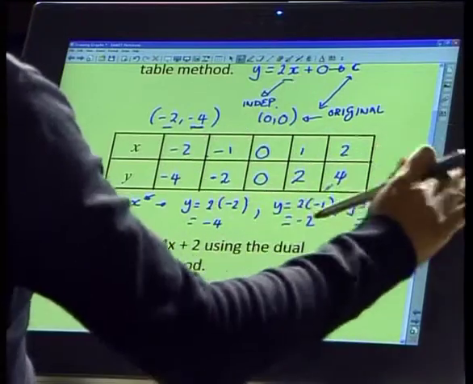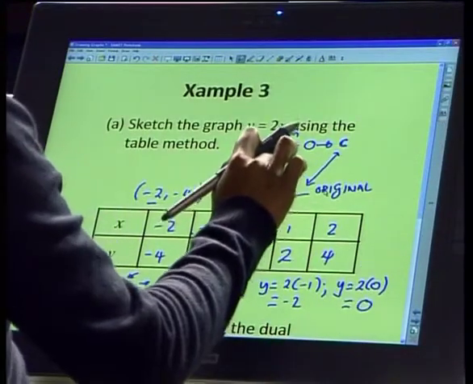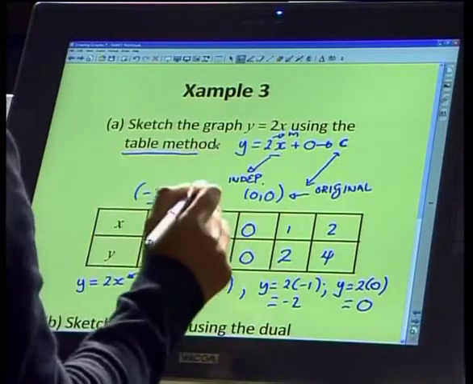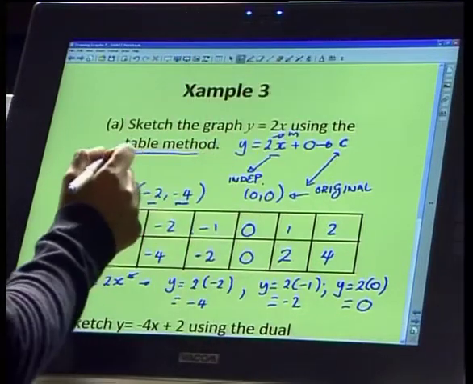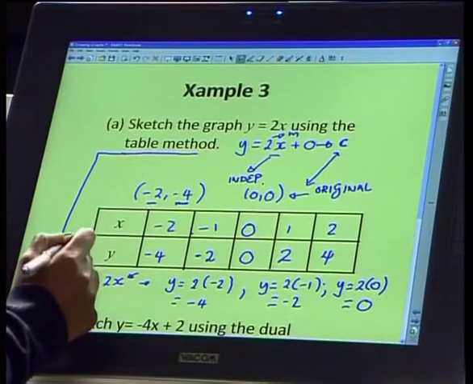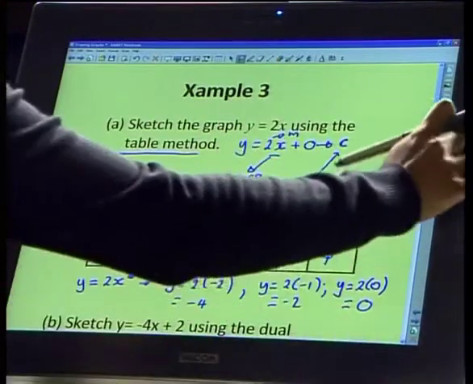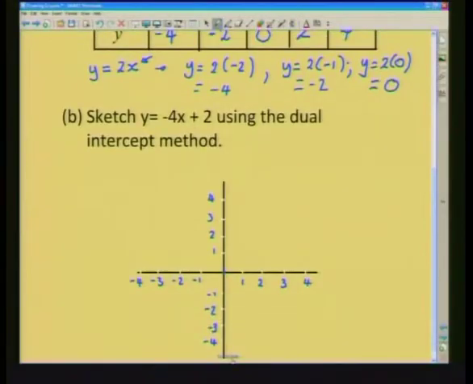Okay, and remember this graph, y is equal to 2x, where the gradient is 2. We are sketching using the table method. The table method is the method where you decide what to put into the table. Using that formula, you will get your values. All right, so remember they asked us to sketch the graph.